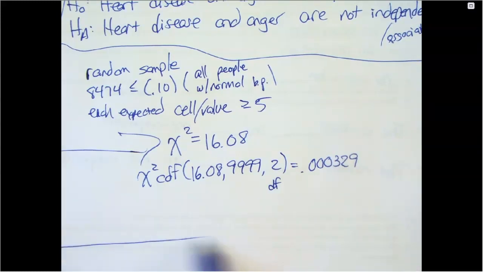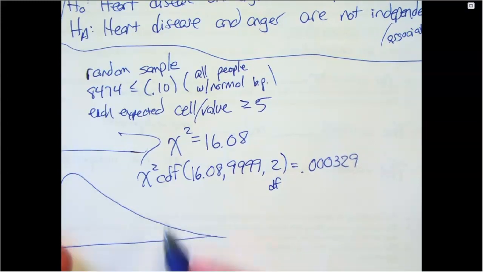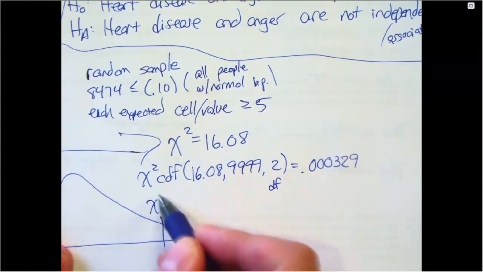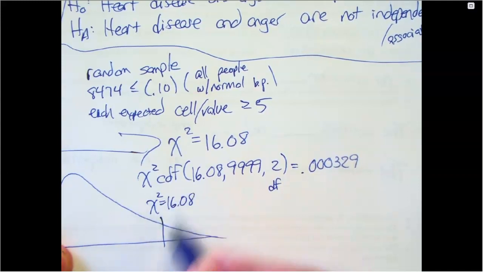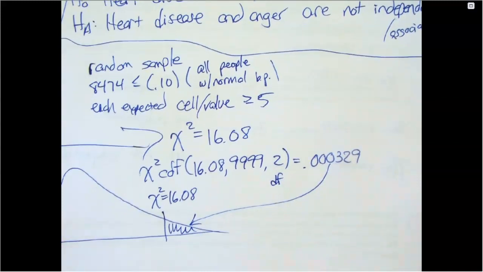I forgot yesterday to make a graph. We should make a graph. So you put your chi-squared statistic over here, and then this is your p-value. It's like the size of that area there.